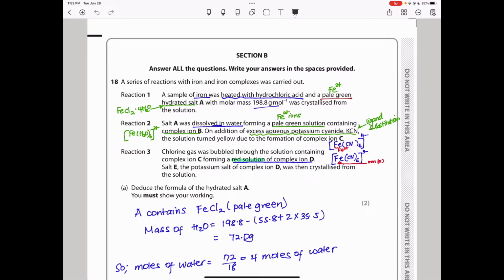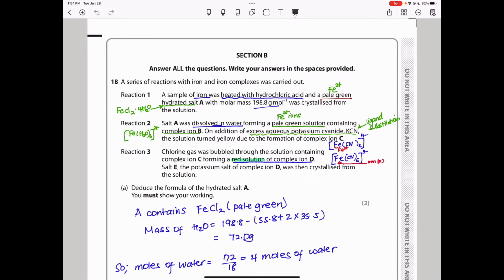The first reaction says, a sample of iron was heated with hydrochloric acid and a pale green hydrated salt A with molar mass 198.8 gram per mole was crystallized from the solution. Now we can see this is a solid heated with hydrochloric acid. Of course, we're going to produce a solid chloride.